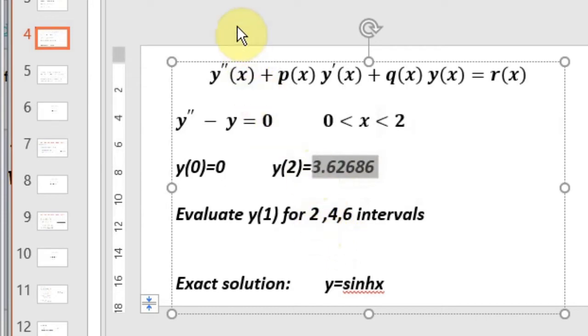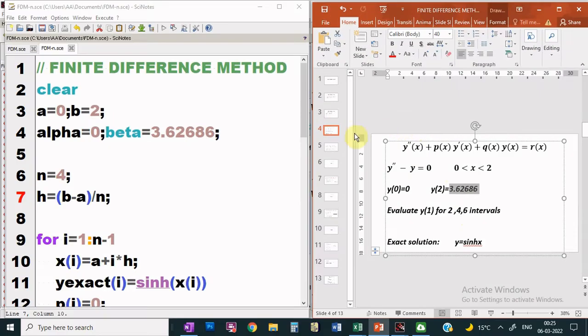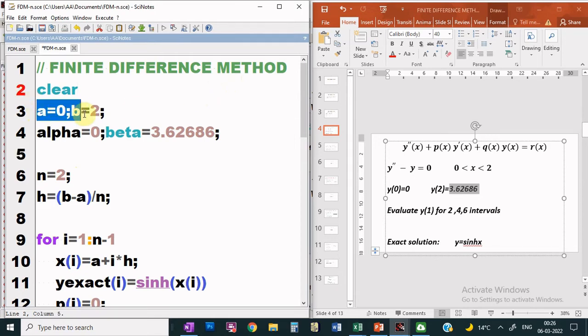3.62686. So now let us see how we can do the programming in Scilab for the 2 intervals case. Let us start with the programming for the case when the number of intervals is 2. So we are declaring these two variables, a is equal to 0 and b is equal to 2. Why? Because the x range is given to us as x lying between 0 and 2. So we take a is equal to 0 and b equal to 2.